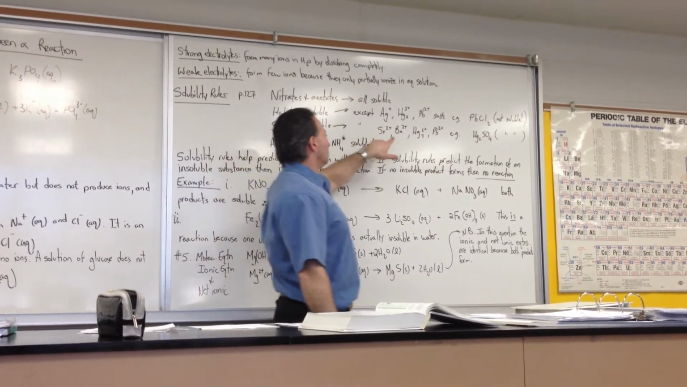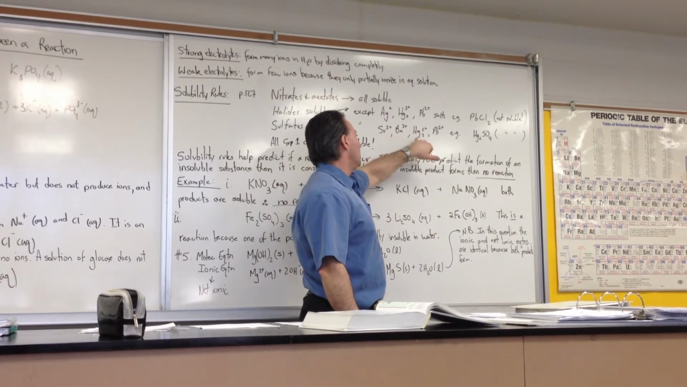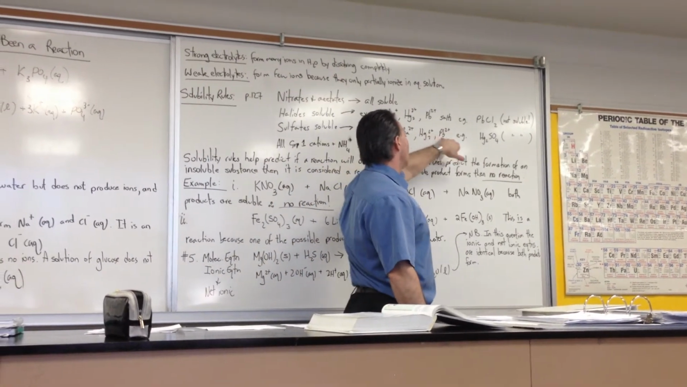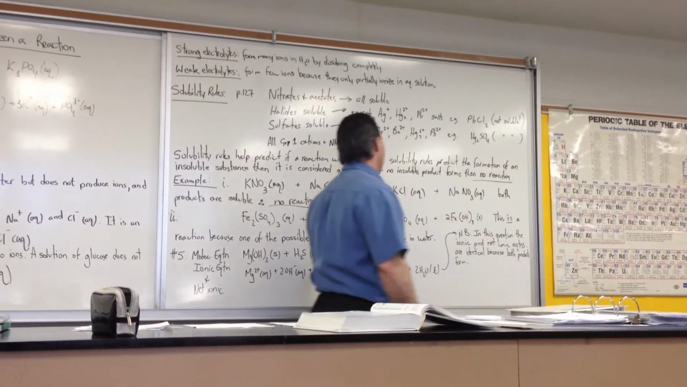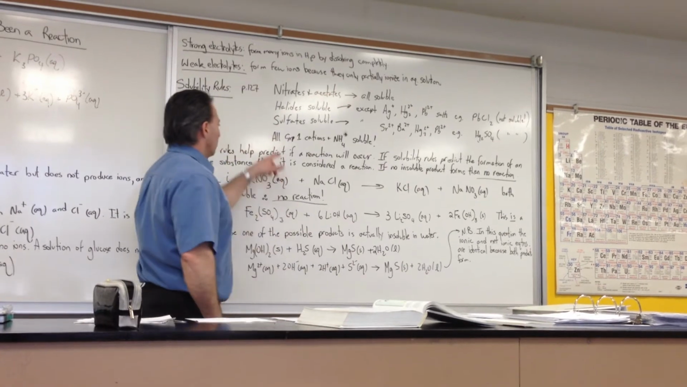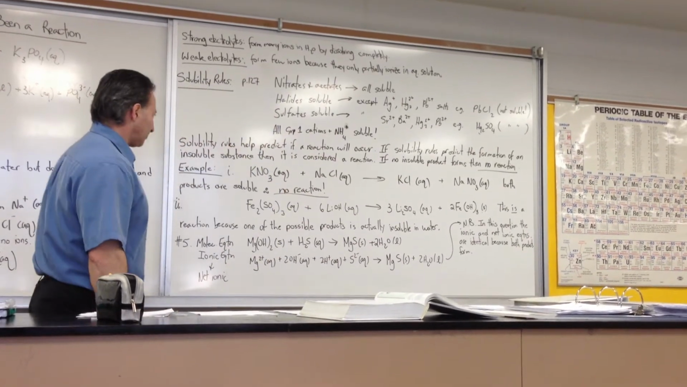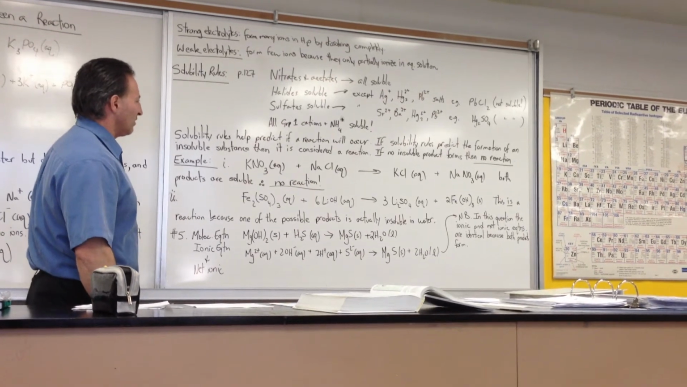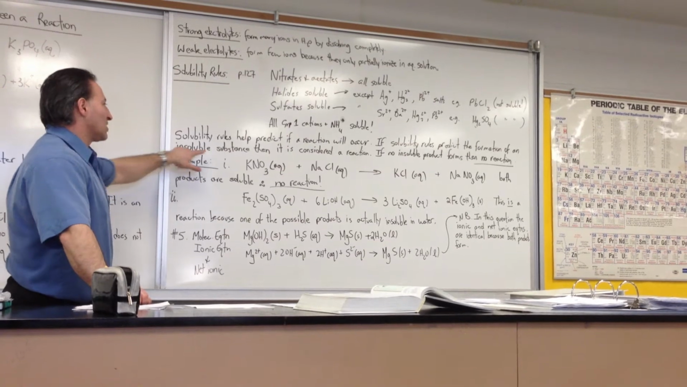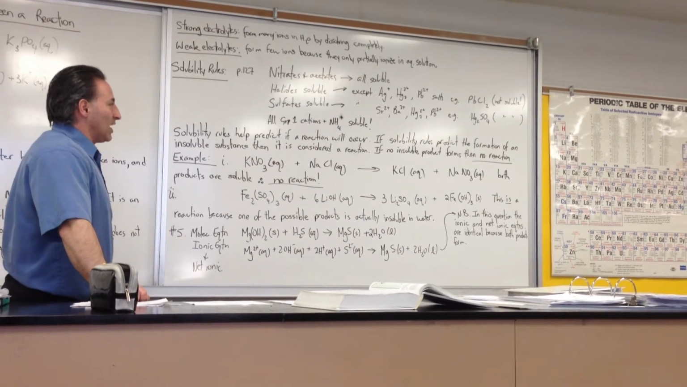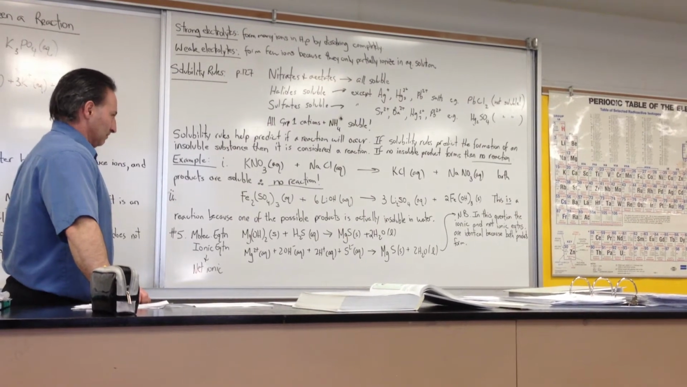Sulfates are soluble except for the salts of strontium, barium, the mercurous cation, and the plumbous cation. So for example, mercurous sulfate is not soluble according to that rule. And also, all group 1 cations and ammonium salts are soluble. Solubility rules help predict if a reaction will occur. If solubility rules predict the formation of an insoluble substance, then it is considered a reaction. If no insoluble products form, then we say there's no reaction.